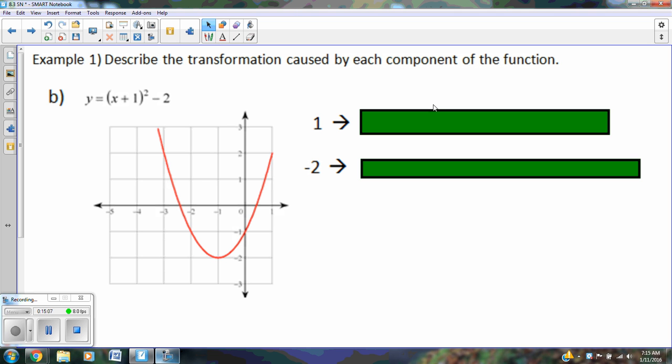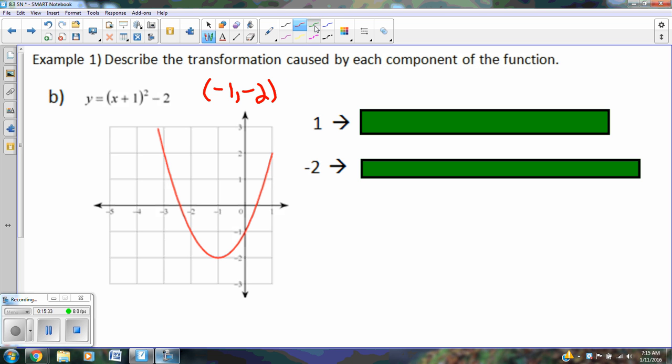Part B, describe the transformation caused by each of these pieces. Now there's no coefficient out there, so it's going to make the same exact kind of normal parabola. Again, we have minus h plus k. What are we subtracting here? Well, it's like we're subtracting a negative 1, because it should be minus here, but it's plus, so that's why this is minus.